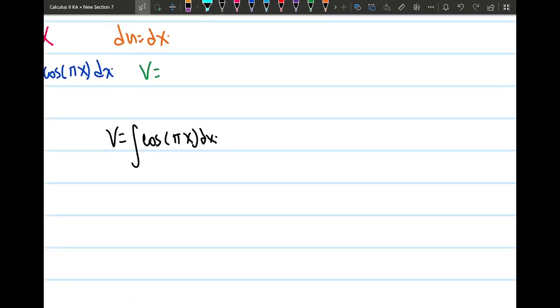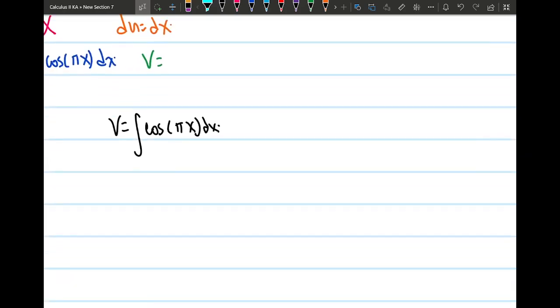If you guys don't know how to do u substitution, I'm going to go ahead and explain it here, but you really have to know u substitution well. And sometimes I will admit that I do have to work it out. So here, I'm going to integrate this by u substitution. I'm going to make u equal to pi x, okay?